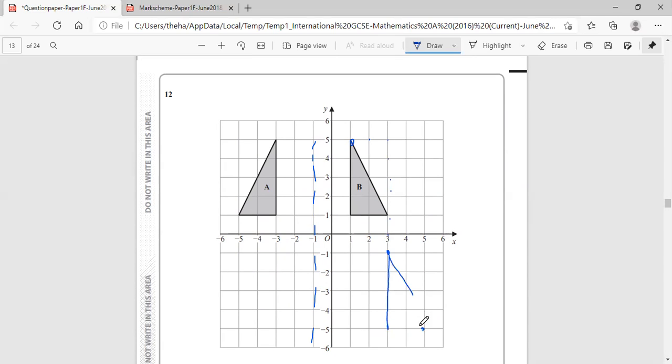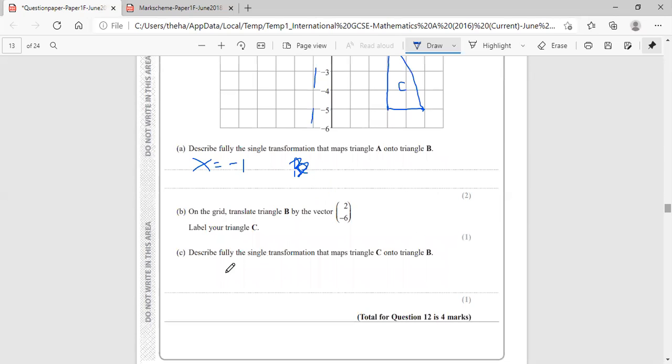Sorry about the drawing, it's not the best. Okay, and then I think label it C. So that's our triangle, and that's another mark. Describe fully the transformation that maps triangle C to triangle B.